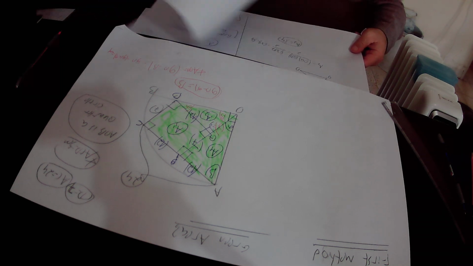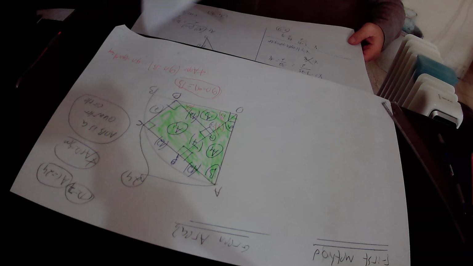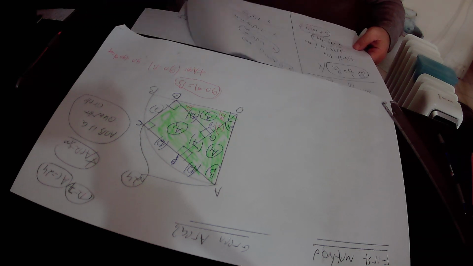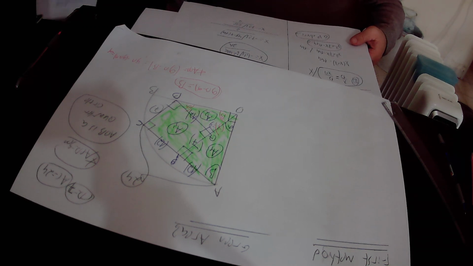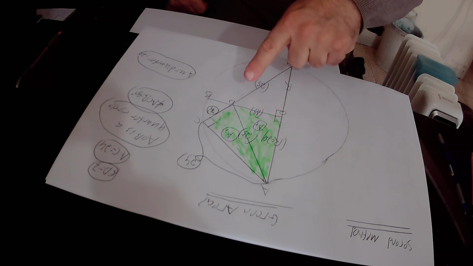Next, we present to you the second method, how to find the area of this green shape. In the second method, we join points A and D together by a straight line.